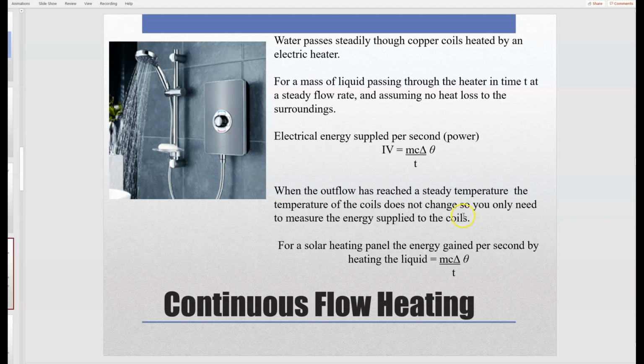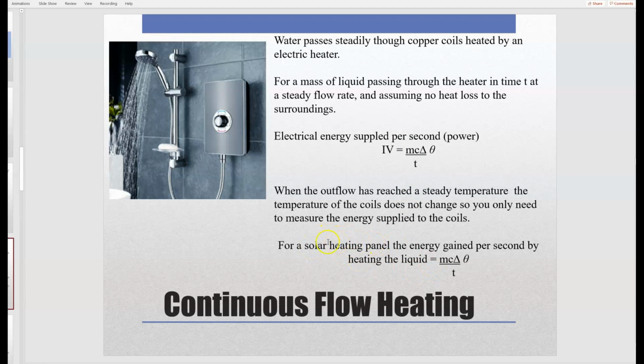So basically it's saying, well, the electrical energy you supply to the coils is then turned into the internal energy of the water, okay? So you don't need to measure the temperature of water, you can measure the temperature of the coils because that will be the same. So this is a nice equation to use. Actually, this is the equation that comes up most often, and what they mostly try to get you to work out is the flow rate, so mass divided by time.